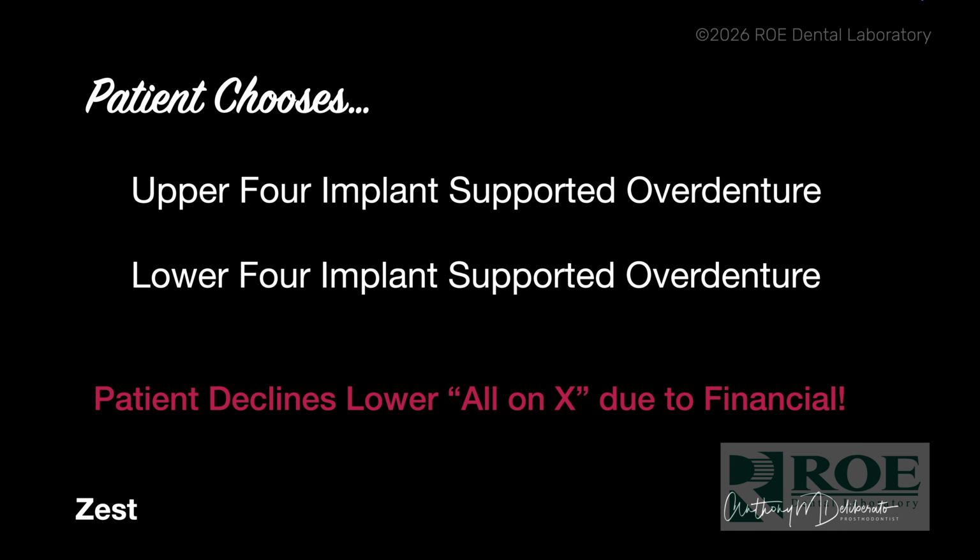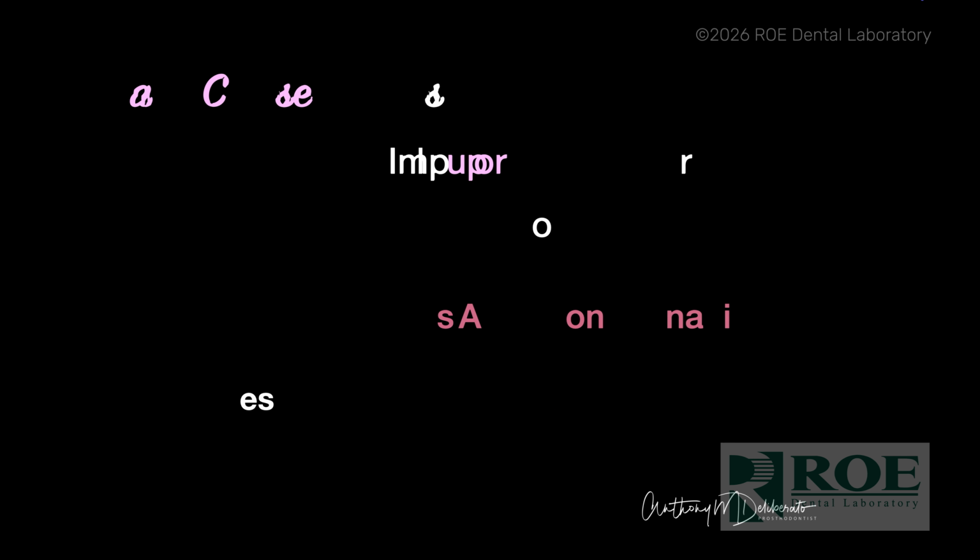Okay, so now that we have this case fully worked up and presented the options to the patient, the patient chooses an upper 4-implant supported overdenture and a lower 4-implant supported overdenture. She would have liked to proceed with a fixed case, but due to financial reasons, she could not afford to do that.